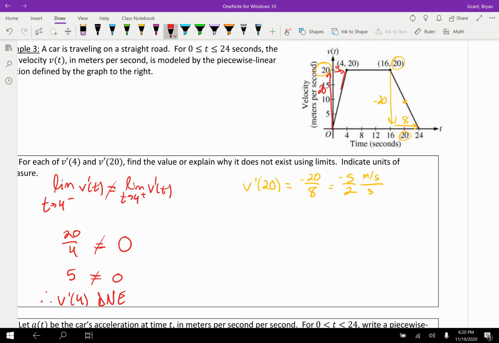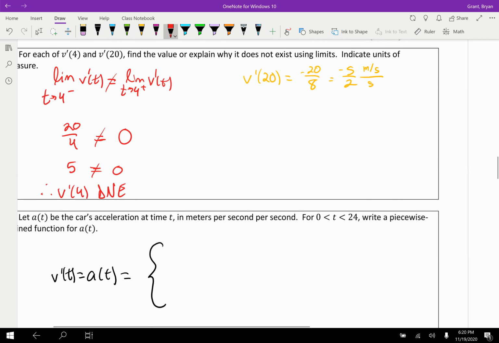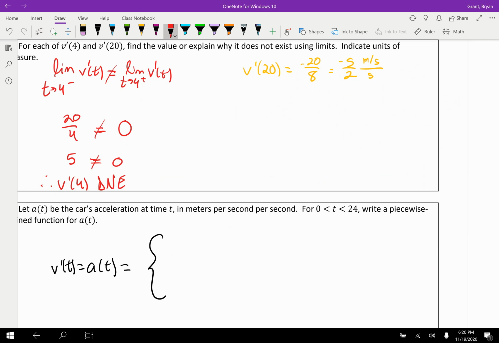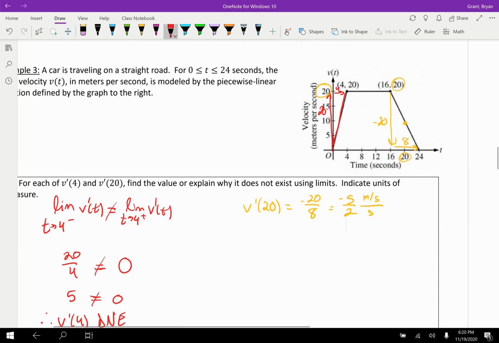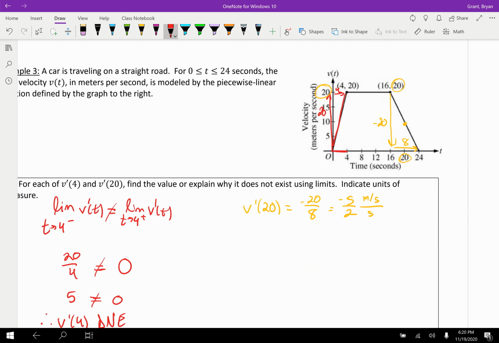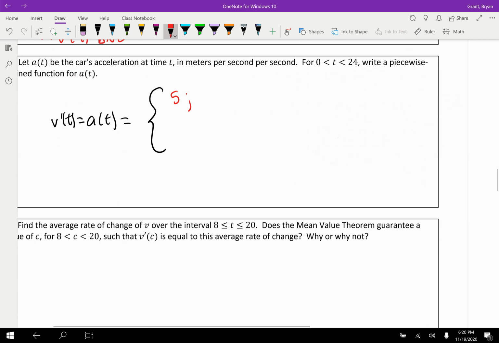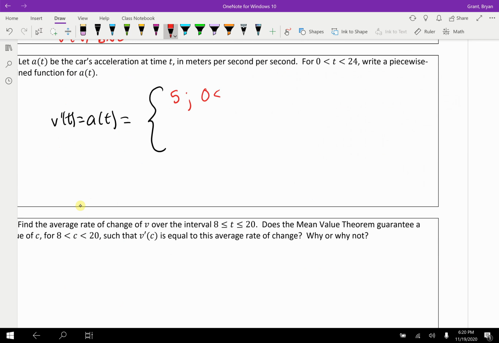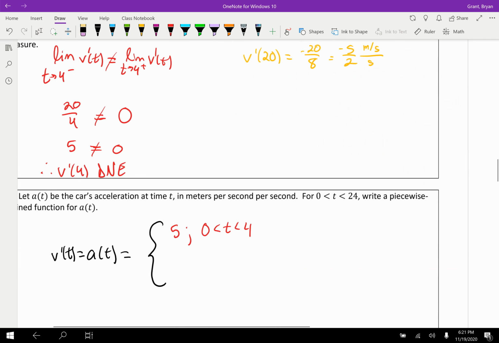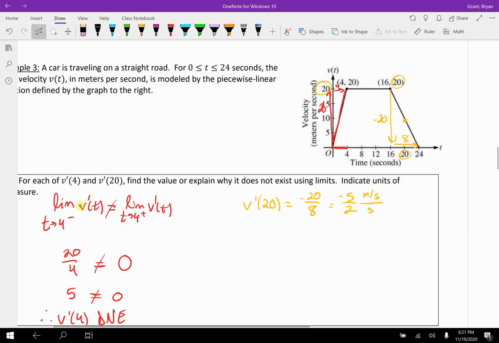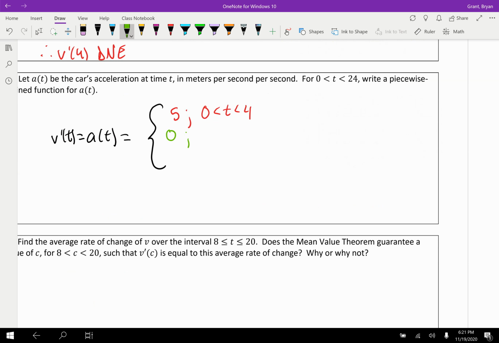We know that this first line has a slope of 5. We found that earlier. And it has a slope of 5 for what time values? Well, it looks like just from 0 to 4. And we want to make sure to not include the 4, because at 4 there is no slope. We showed that earlier. What's the next slope? Well, I think if we look between 4 and 16, our line is flat, so there is a slope of, or acceleration of 0, and that is from 4 to 16.